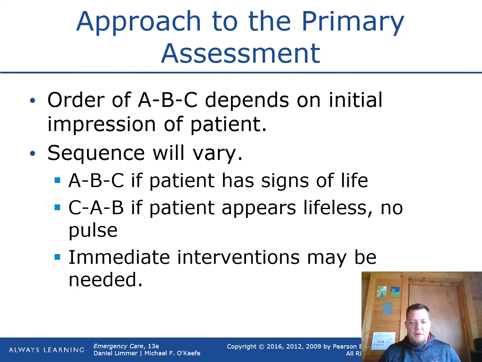You can do ABC, airway, breathing, and circulation, if the patient has signs of life. And then we're going to switch over to the CAB if the patient appears lifeless with no pulse. So CAB is our BLS guidelines for CPR. So circulation, airway, and breathing is how that goes. And then it's also going to vary depending on what kind of interventions may be needed. We may need to fix the breathing first, or fix the airway first, or anything like that. So we just need to be aware of those things.